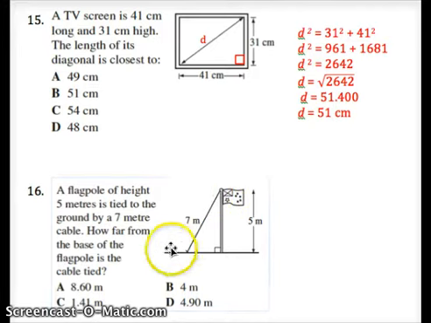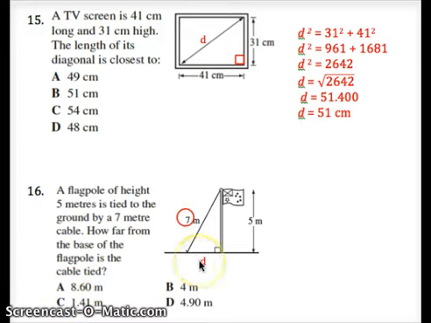Okay, and the question is, how far from the base of the flagpole? Now here's the flagpole. The base of the flagpole is the bottom of the flagpole. So how far from the base of the flagpole is the cable tied? So this cable here is tied to the ground. We need to know what this length here is. Now I'm just going to call that D for distance. Okay, and you can see that we've got a right angled triangle and our longest side is 7. So I'm going to circle that. So our longest side is circled.